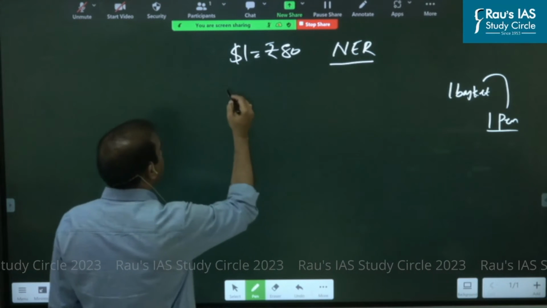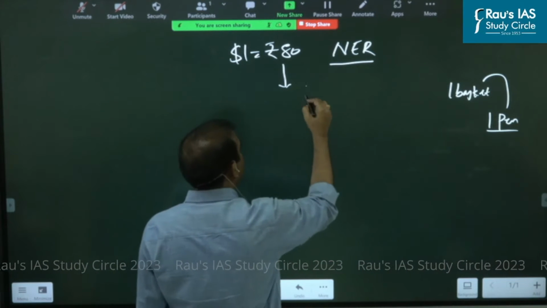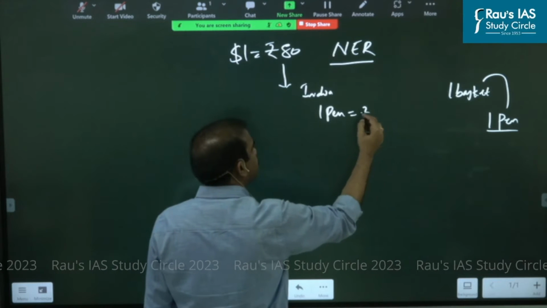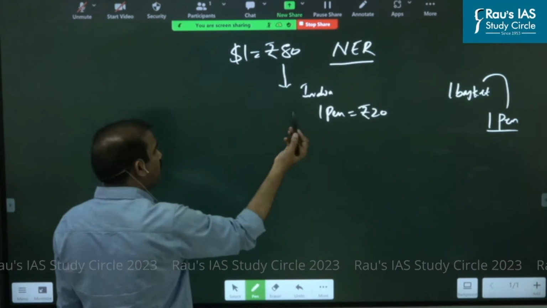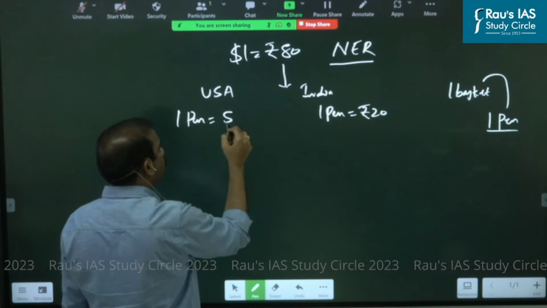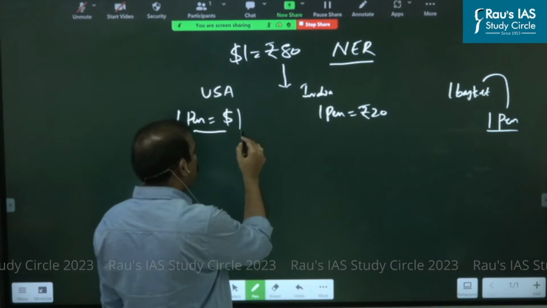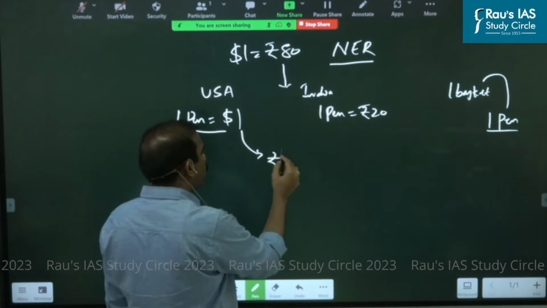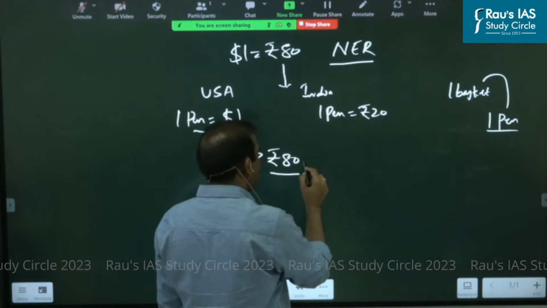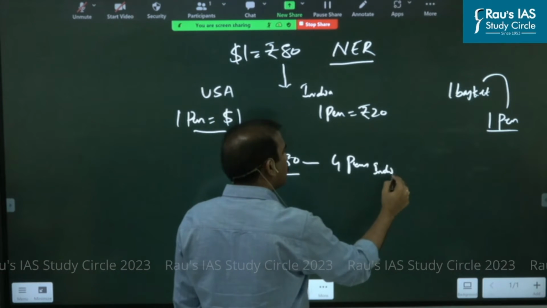So now let's take the case. In India, the pen I am using costs 20 rupees. Whereas the same pen in the United States of America costs $1. But this dollar is fetching you 80 rupees of India. That means 80 rupees of India could fetch you 4 pens of India. Isn't it? Can I say so?